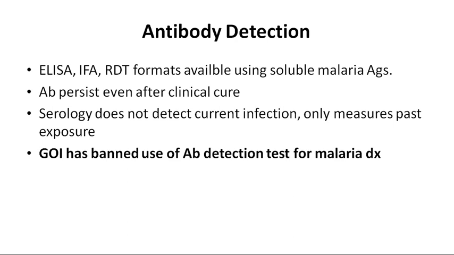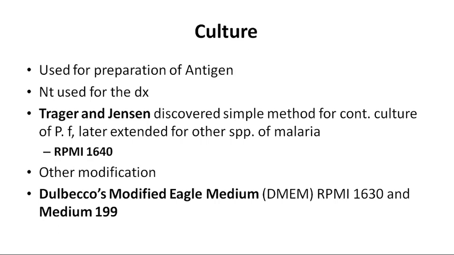Now regarding antibody detection. Antibody can be detected using ELISA, immunofluorescence assay, or rapid detection tool formats using soluble malaria antigen. However, the detection is controversial in certain situations because antibody persists even after the clinical cure. So this technique of antibody detection does not differentiate between current and past infection. So in an endemic zone like India, the Government of India has banned the use of antibody detection tests for malaria detection.